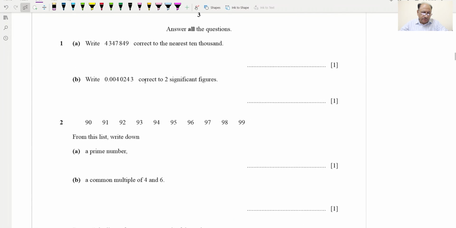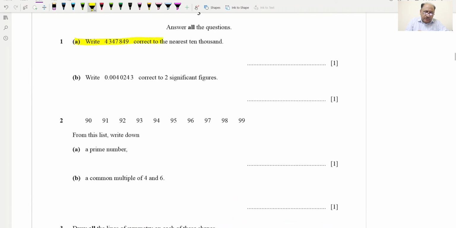Question number 1 says write this number correct to the nearest 10,000. So ones, tens, hundreds, thousands, and 10,000. This 4 is the digit in the place of 1000, and we will check the 7. 7 is more than 5, so we increase the 4 to 5 and add four zeros, and this will be our proper answer: 4 3 5 1 2 3 4 zeros, 1 mark part.